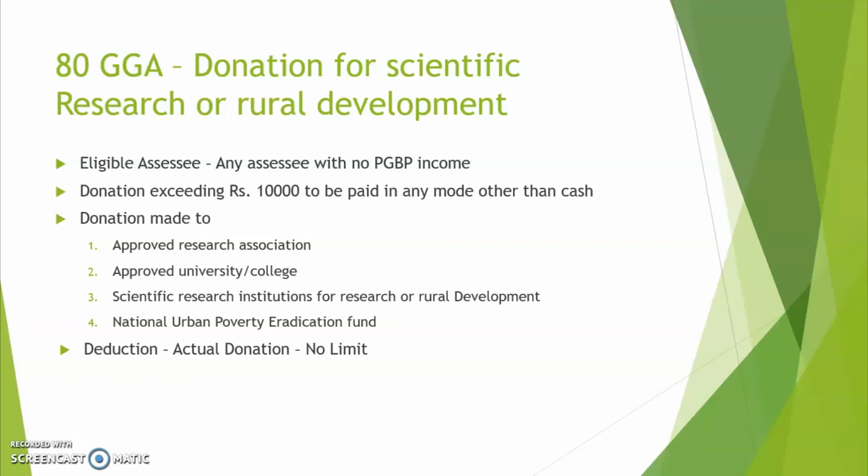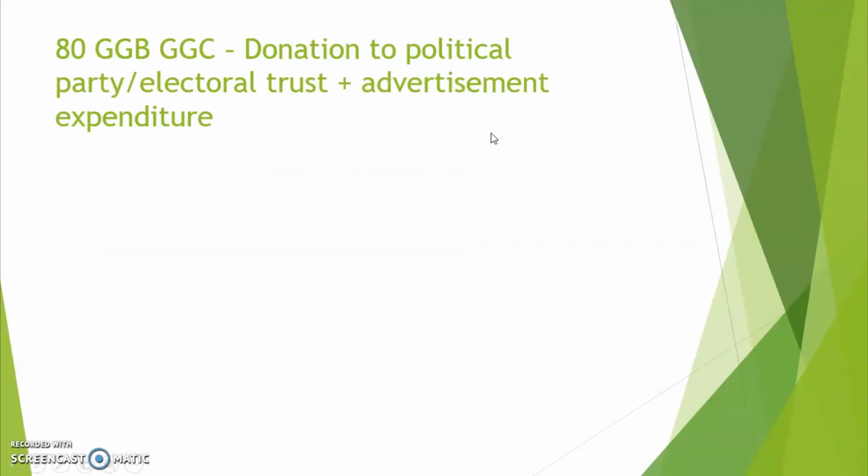Let's move on to the last 2 sections under this part, and they are 80GGB and 80GGC. So I'll be teaching them together since they are pretty much similar. So 80GGB and 80GGC are regarding donations made to political parties or electoral trusts, plus any advertisement expenditures made on behalf of the political parties in their souvenirs or brochures. So the only difference in 80GGB and 80GGC is the fact that to whom it is applicable.